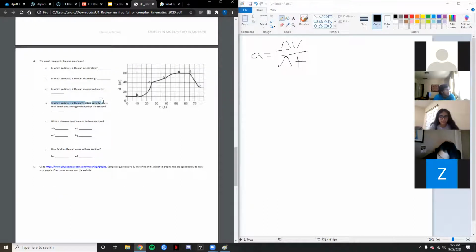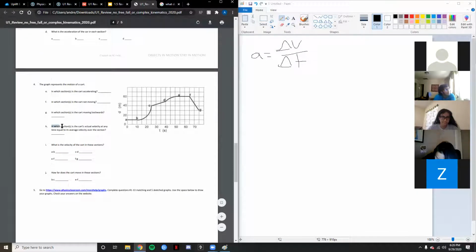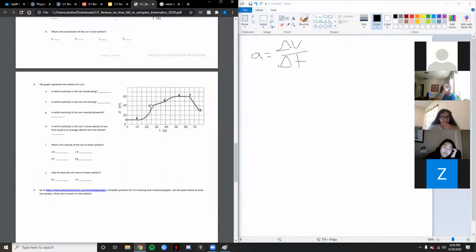H. In which section does the cart's actual velocity at any time equal its average velocity over this section? Wait, which one? H. So in order to find this, do we have to calculate the average velocity? You don't need to actually calculate. This is more conceptual. So think about where the instantaneous velocity is the same as the average. When does instantaneous velocity at a point equal the average over those points?